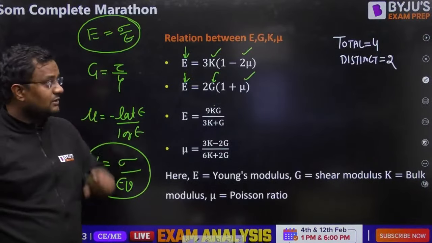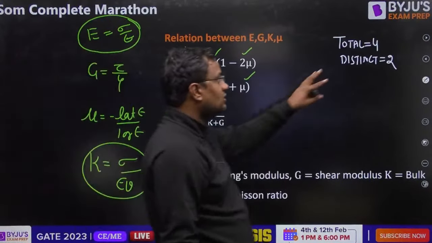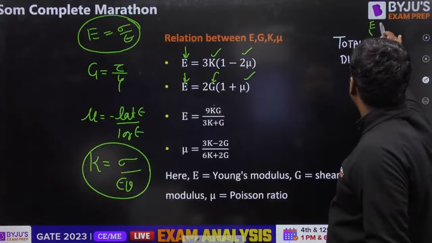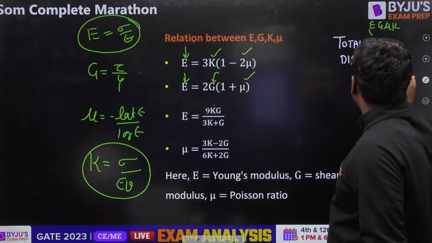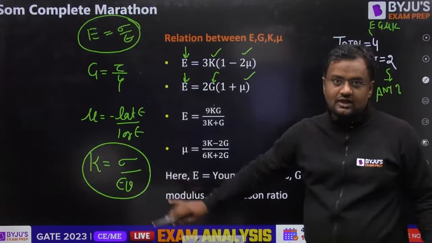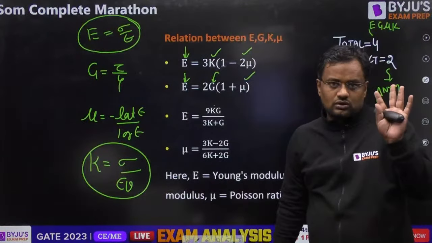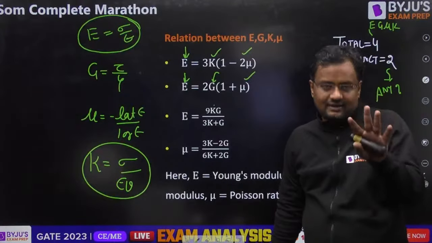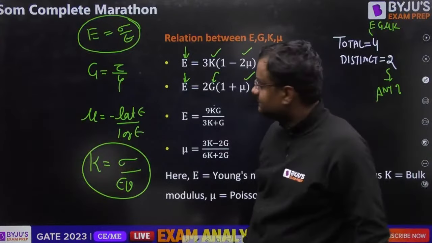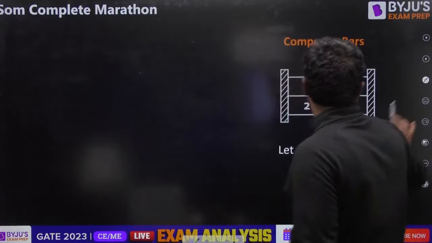Now, in isotropic material, total are only 4: E, G, mu, K. And distinct are any 2, because from any 2 we can find the remaining 2 also. For isotropic, distinct are 2. For orthotropic, distinct are 9. For anisotropic, distinct are 21. Got it? Okay.